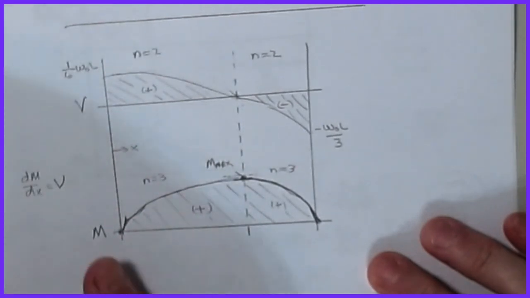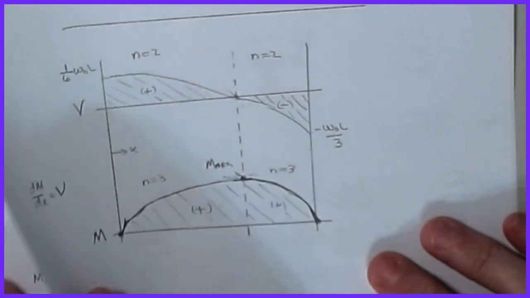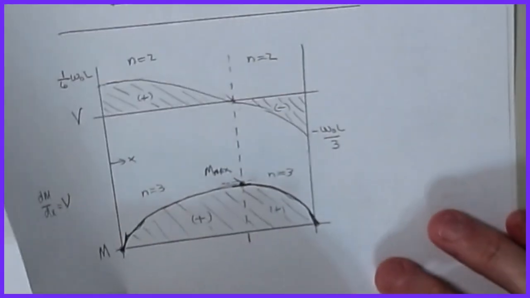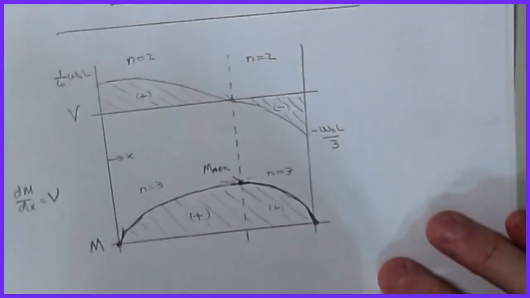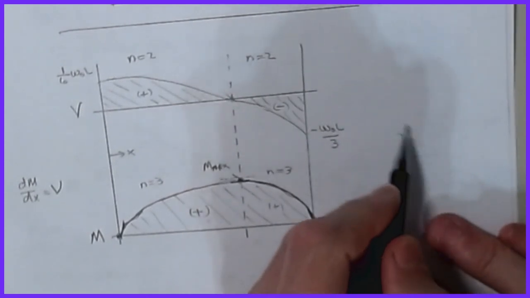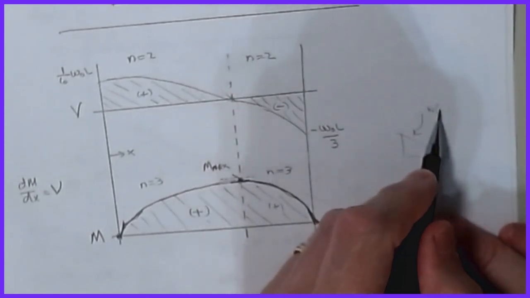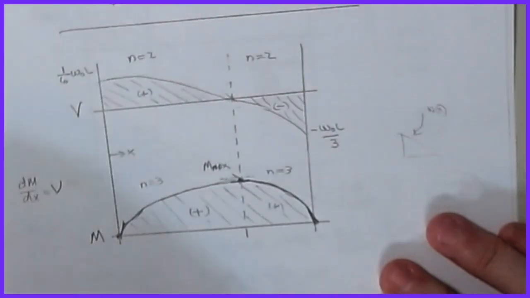So that's our first case, our linearly distributed load. Now, if your load were going the other direction, all you would do is modify this function of w of x, and it would be exactly the same.